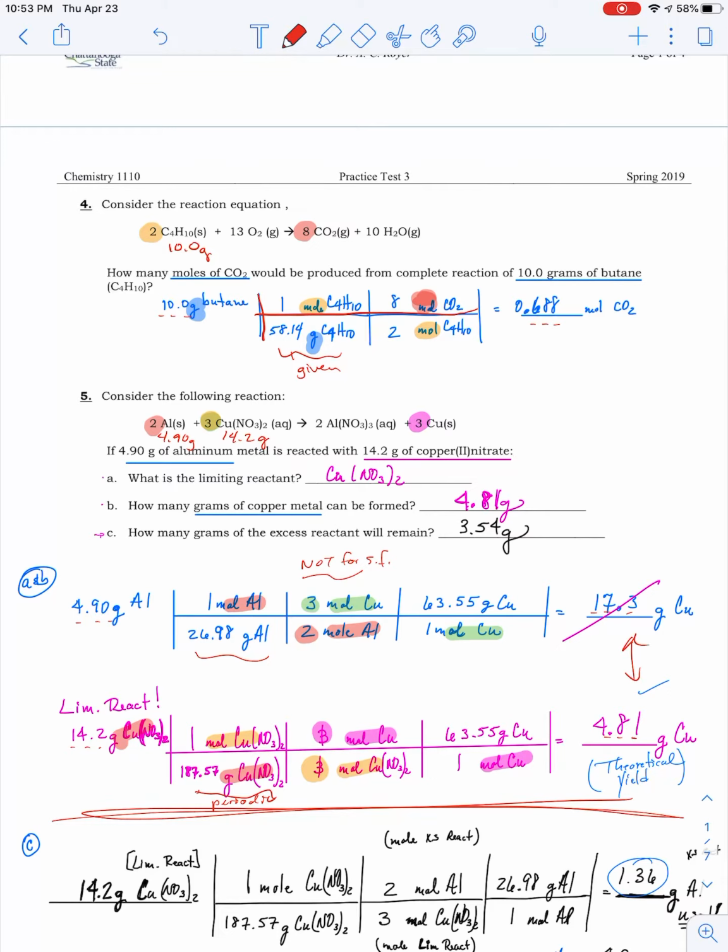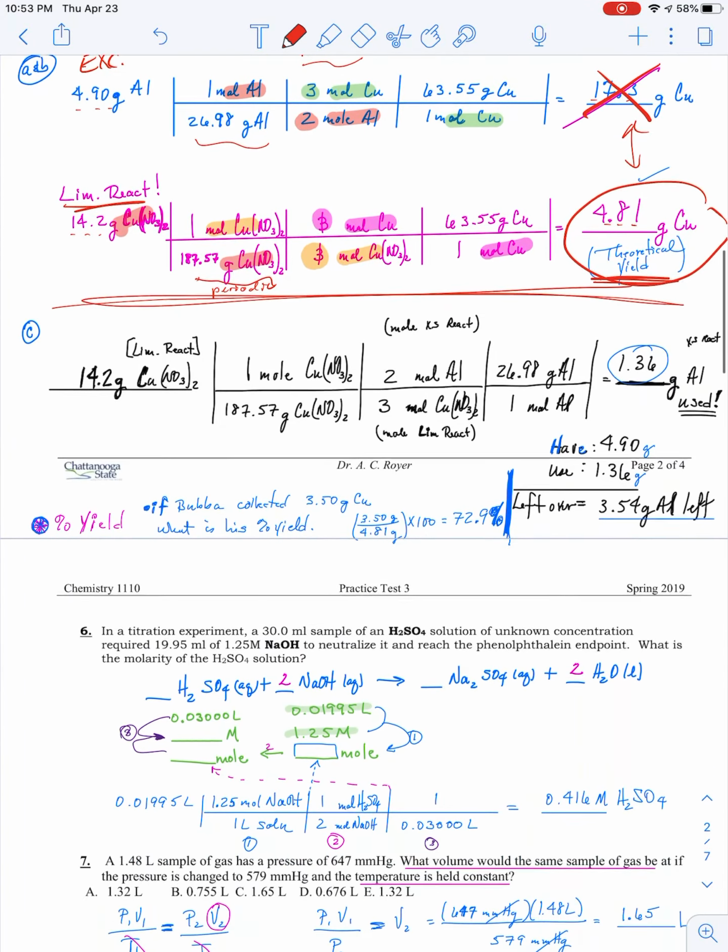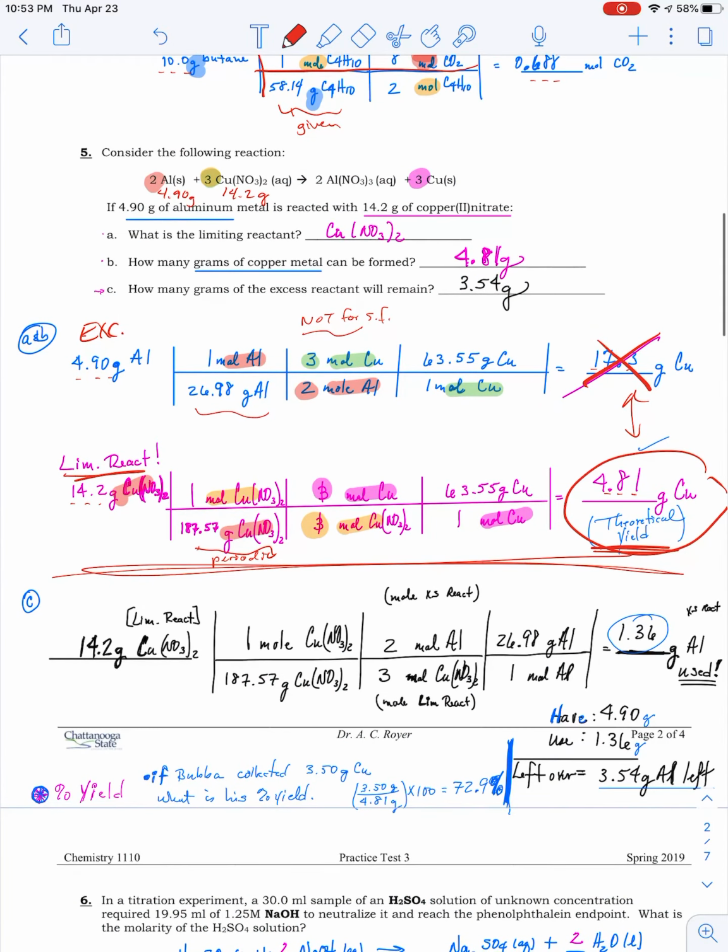And then you compare these two numbers and you immediately cross out the one that's too big. You're left with this number. You immediately write over here limiting reactant. This is your excess. And you immediately want to write down the word theoretical yield. Now, we need to know, oh, there's a third part. How many grams of excess will remain?